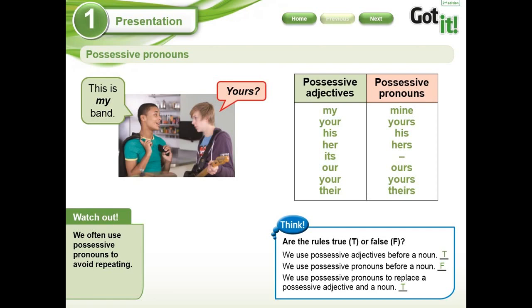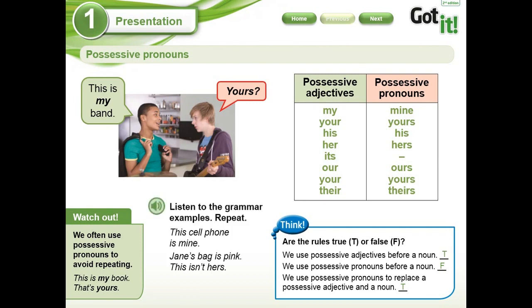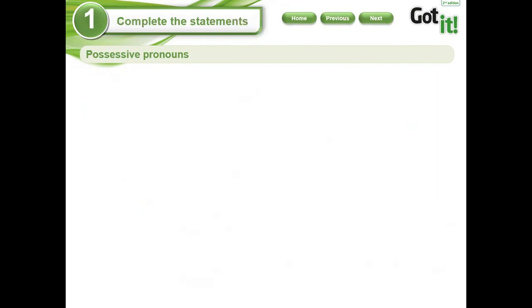Here it says, as you can see, this is my book, that's yours. Okay, let's listen. This cell phone is mine. Jane's bag is pink. This isn't hers. Correct. Now it's time to practice to see how much you understand.